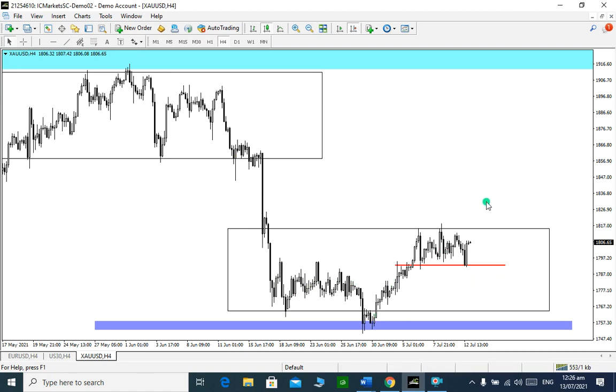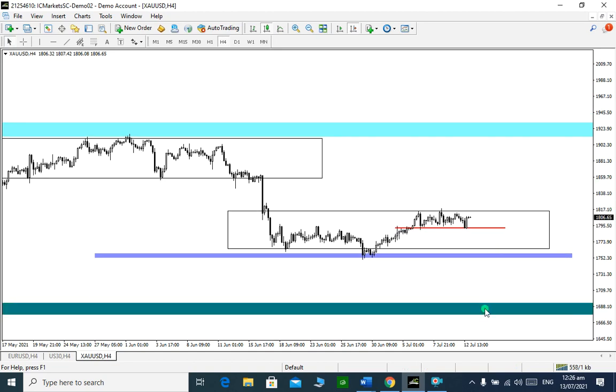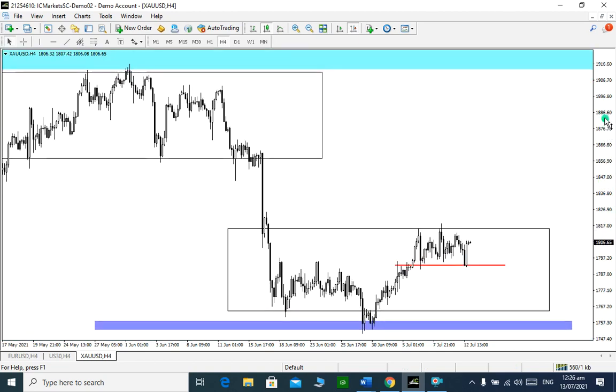It's either it breaks to the upside to test this structure level, or it breaks to the downside to test this structure level and continue downwards to meet the major key level here. So we're going to keep monitoring this trade. I will continuously give us updates on what we should do next. This is gold, taking it from the 4-hour time frame.